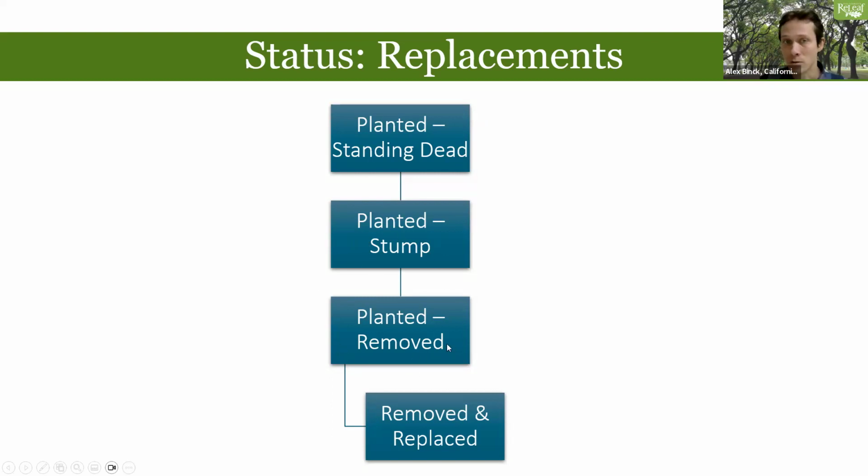And then once you've removed the tree and planted a new one in its place, you go back to the old tree on the map and you change it to removed and replaced. And then you would create a new tree, add it on top of the old one. And then we can also hide the old tree if it's confusing to see it on the map too.